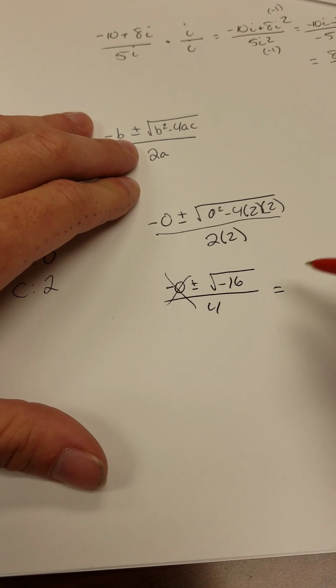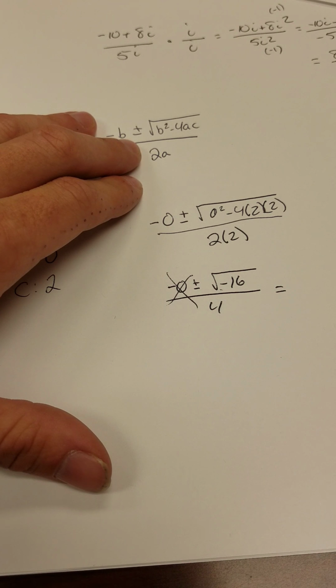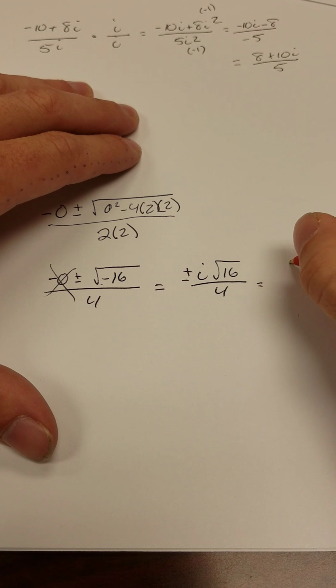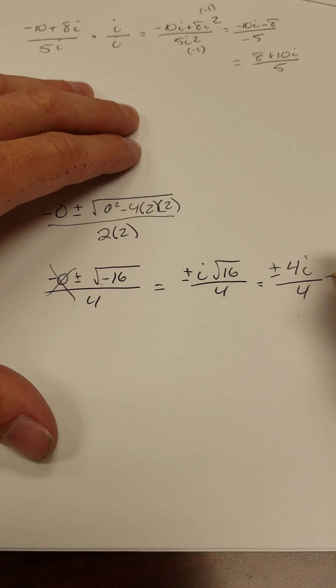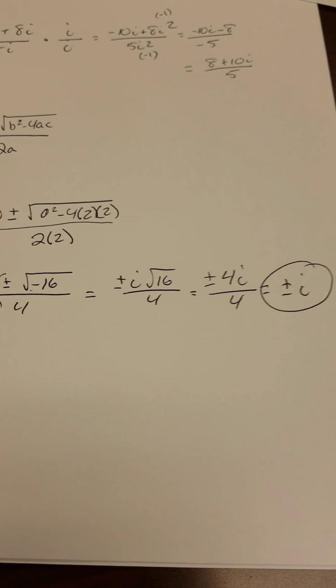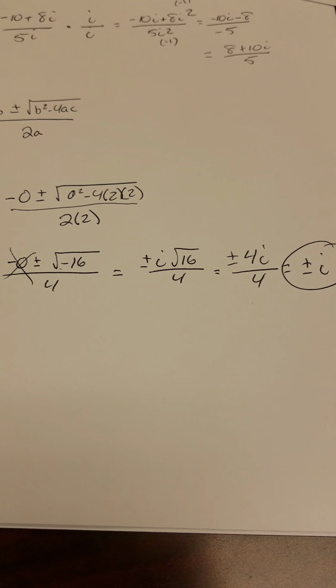Now, if you remember, if there's a negative underneath the square root, that means we have an i. So right now I have plus or minus i square root of 16 over 4. But we have to simplify the square root of 16. Square root of 16 is just 4. So I have plus or minus 4i over 4. 4's cancel. This makes plus or minus i. And that's your solution for number 6.